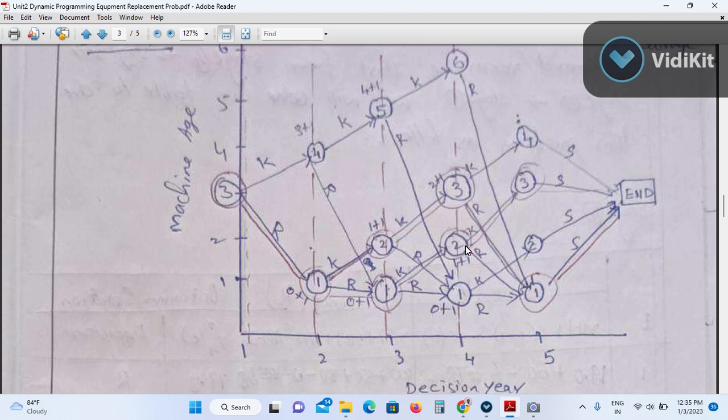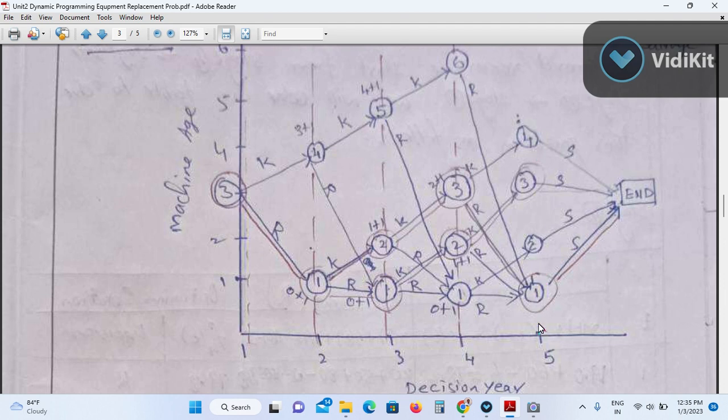Same argument here, 2 years old machine. If you want to keep running, then 2 plus 1, that is a 3 years old machine. If you want to replace, then it is 1. So the same thing here, 1 year old machine, that is a new machine. If you want to keep, then 1 plus 1, right? If you want to replace, this is the new machine, right?